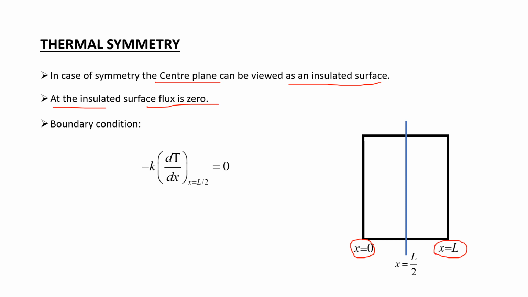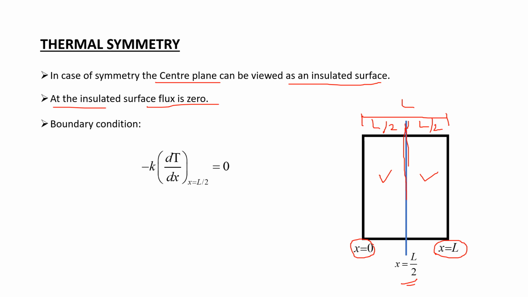This is the center plane or the mid plane at x is equal to L by 2. This total length is L, and this is L by 2, and this is also L by 2. So this is the center plane for this slab. Now according to the first point, in case of symmetry, the center plane can be viewed as an insulated surface. This is the left part and this is the right part of the slab. As you can see, there is a symmetry about this mid plane because the left part is identical to the right part. So there is a symmetry.